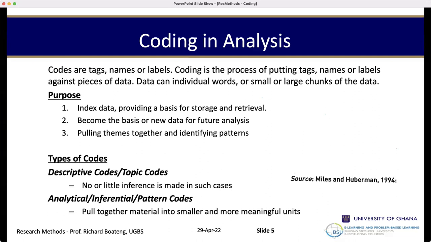You do that coding because you want to index the data that you have so that you can use it for storing a lot of information in it. Then you can also retrieve it for future analysis by comparing it with others. Sometimes people also do coding because they want to identify what is the essence in the data and what kind of pattern I am realizing from the data. Good. So that's one thing that you may not realize.